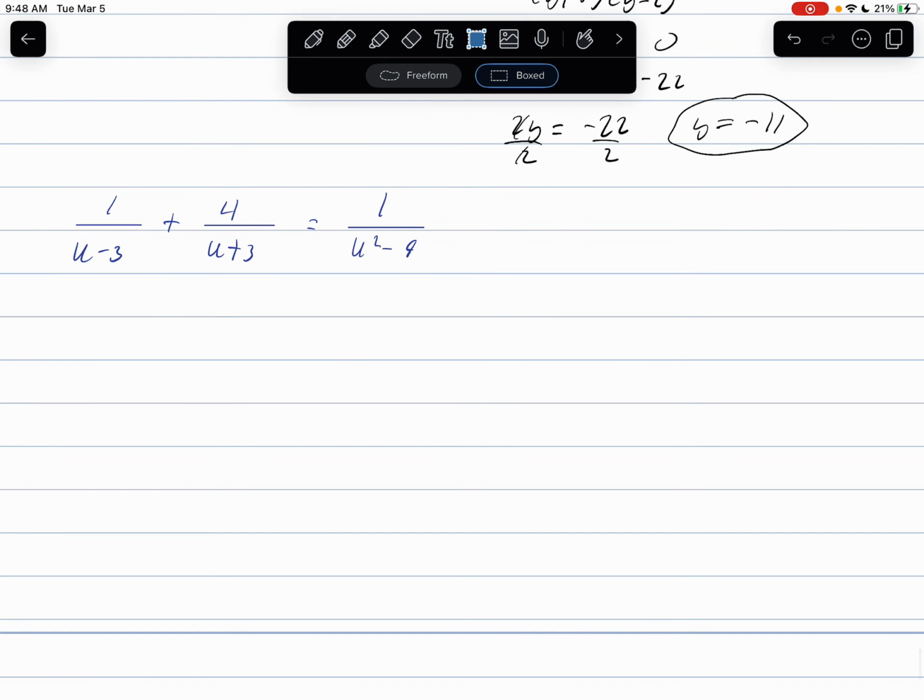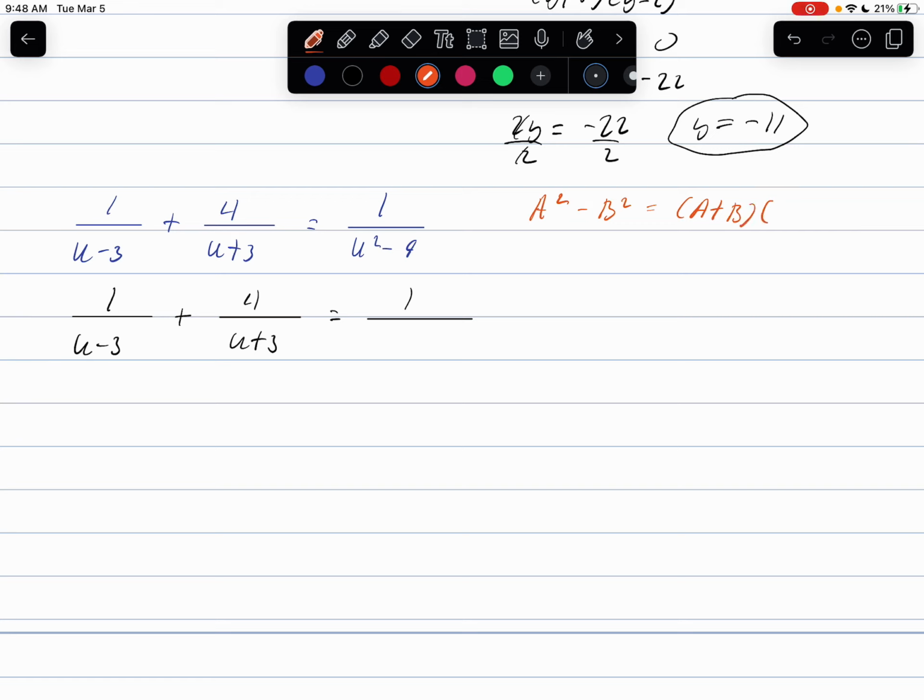So let's rewrite this. We have 1 over u minus 3 plus 4 over u plus 3, and this is equal to 1 over something that we're going to factor. What you'll notice here is that u squared minus 9 is a difference of squares, okay? And remember, if we have a squared minus b squared, this is equal to a plus b times a minus b. The square root of u squared is u, and the square root of 9 is 3. So we can write this as u plus 3 times u minus 3.